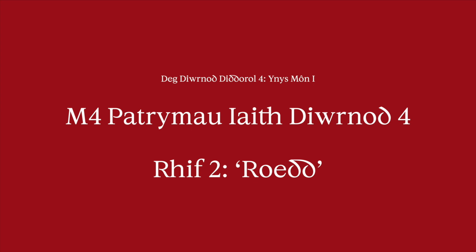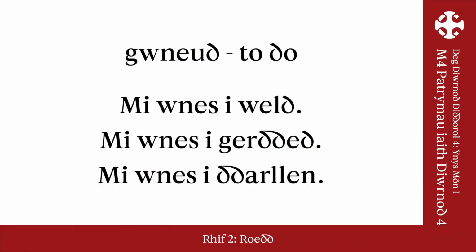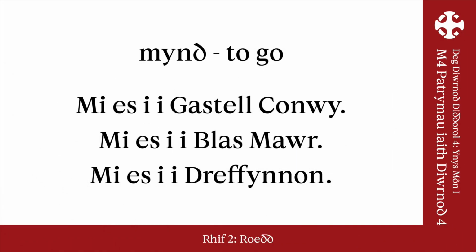So far, there have been two different ways of expressing things in the past. Using gwneud, to do. Mi wnes i weld, I did see. Mi wnes i gerdded, I did walk. Mi wnes i ddarllen, I did read. Using mynd, to go. Mi es i Gastell Conwy, I went to Conwy Castle. Mi es i Blas Mawr, I went to Blas Mawr. Mi es i Dre Ffynnon, I went to Holywell.